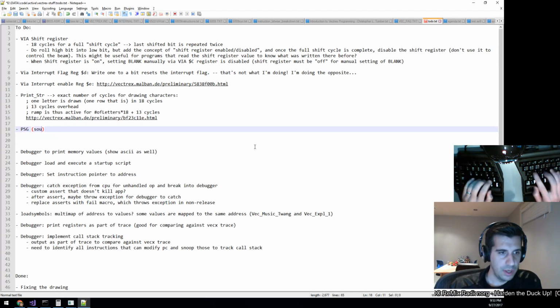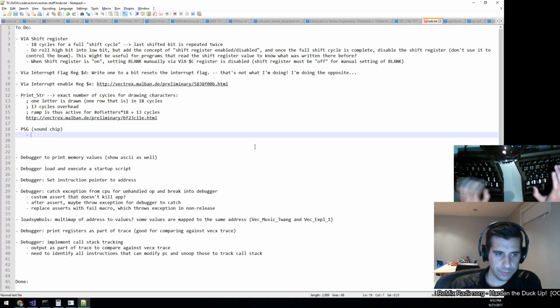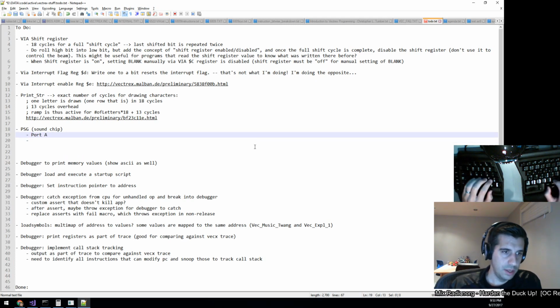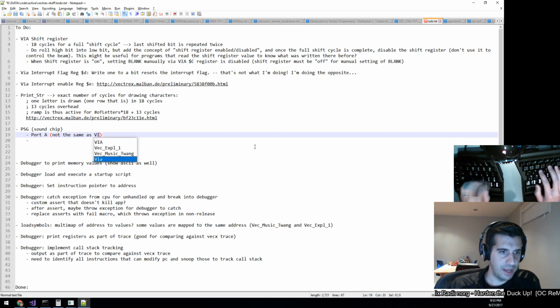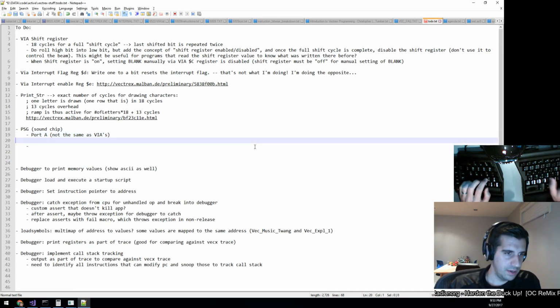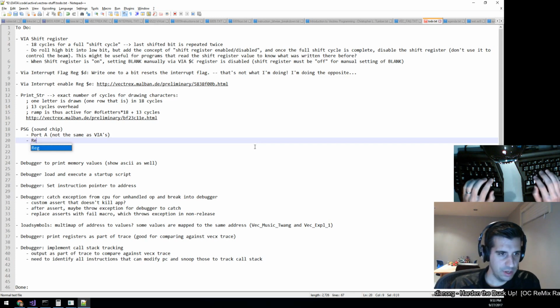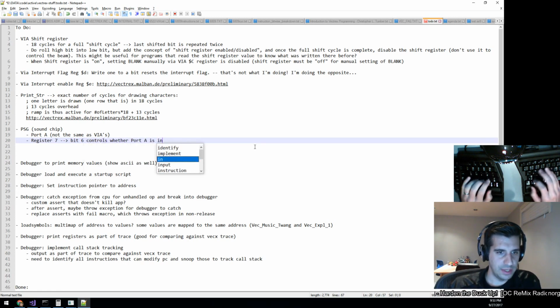PSG sound chip. It has a port A, not the same as VIA. It has a register 7 where bit 6 controls whether port A is in input or output mode.